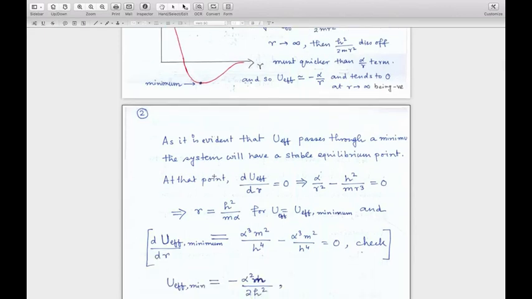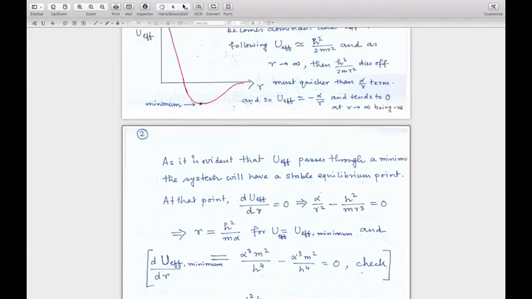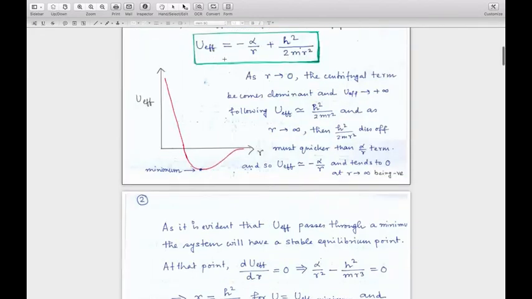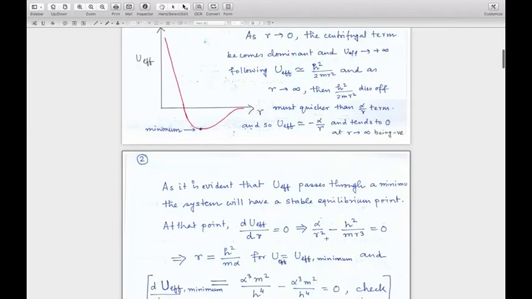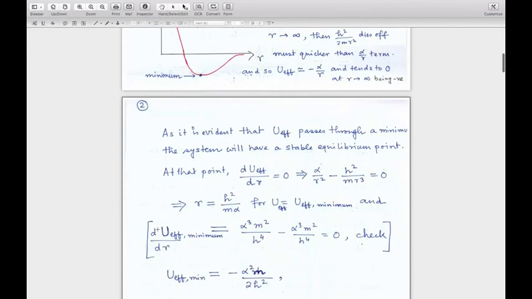But one thing is mathematically sure, that at that point d/dr of U effective will be vanishing, 0. If you use that in the expression of U effective, you simply have alpha by r square minus h square by mr cube equal to 0. That will give you the value of r, which is equal to h square by m alpha. So this is the value where U effective has its minimum.